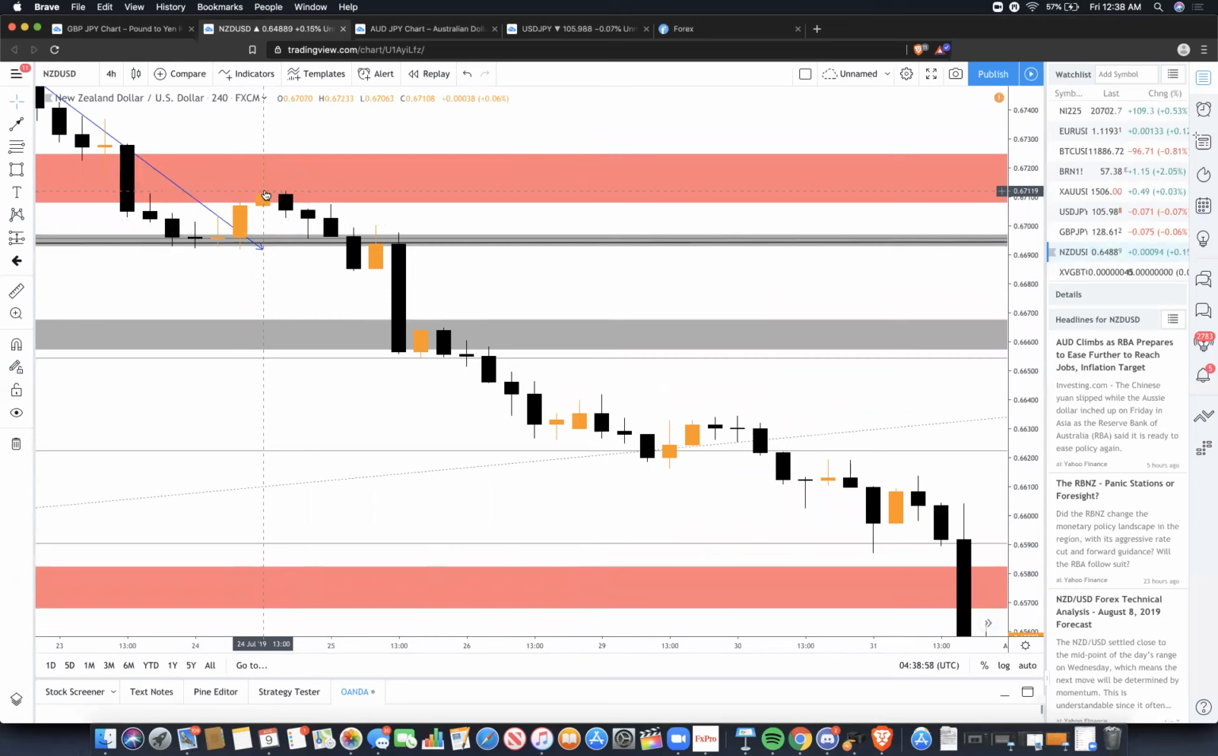Respected my zone, couldn't break above. What do we have here? A pin bar, right? So what did that signal? The next candle. The important thing is not just what happened before, but what happened after.